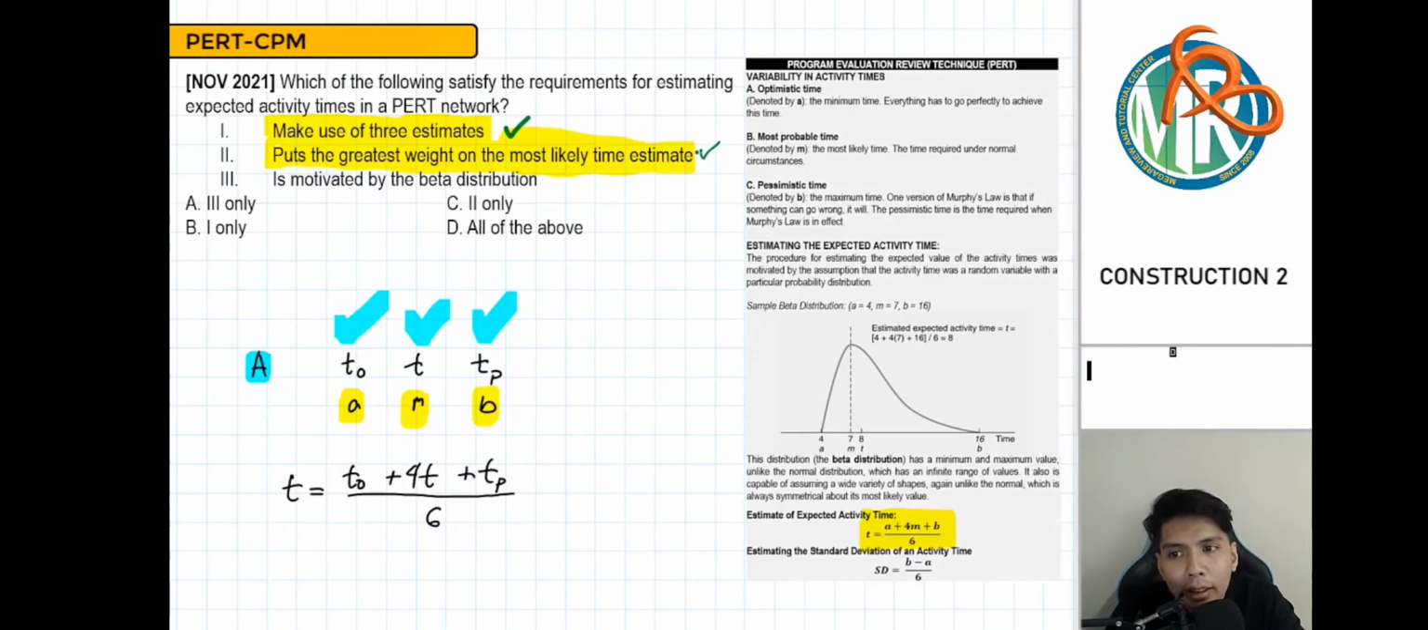My point here, guys, is that you can only answer the problem on the board exam if you understand how to solve the PERT network. That's why we solved earlier before tackling these past board objectives regarding this topic.